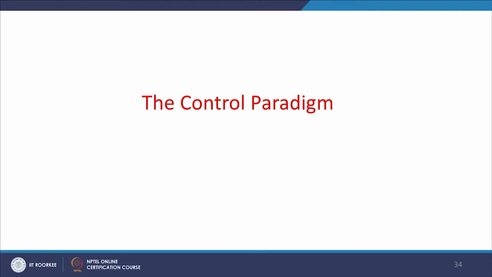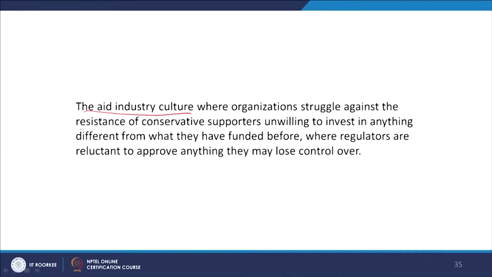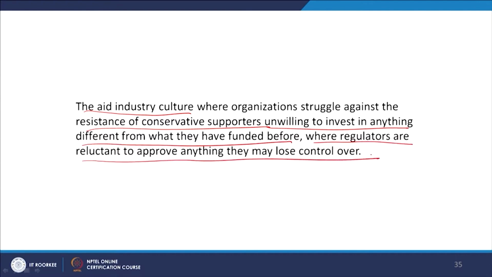Another aspect is a control paradigm. The aid industry culture, where organizations struggle against the resistance of conservative supporters, unwilling to invest in anything different from what they have funded before, where regulators are reluctant to approve anything they may lose control over. So even the aid agencies might have developed a certain trial and error process, they might have tested certain models, and they want to implement these things, whether it is Japan, China, India, Sri Lanka, or Bangladesh.